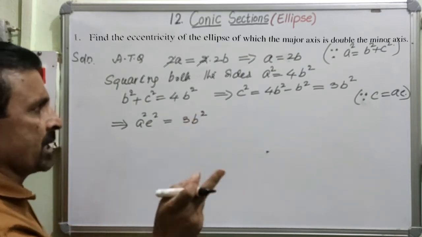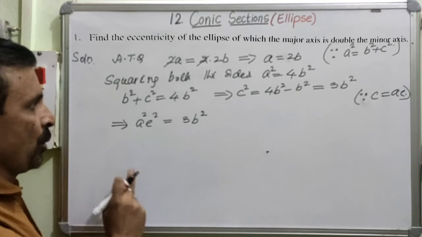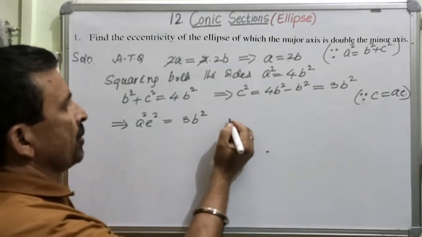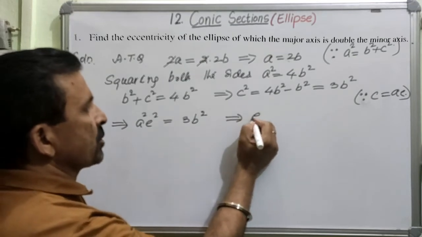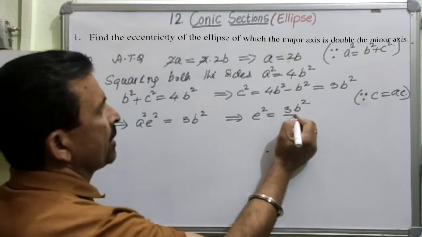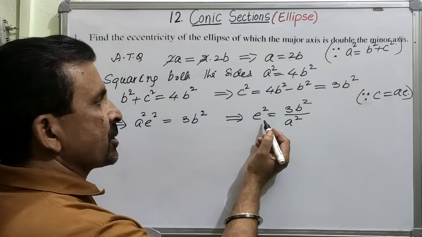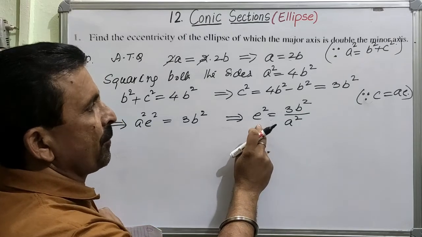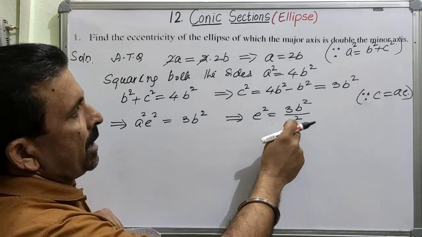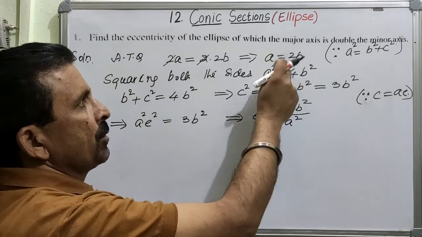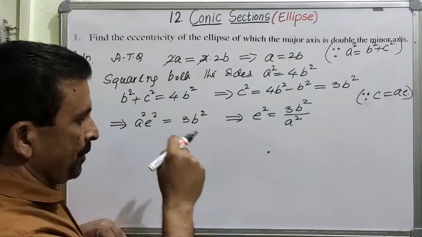Please be mindful, the question is to find the eccentricity. So now we are going to find the value of eccentricity, that is e square. Right? Now this implies our e square will become equal to 3b square over a square. To find the value of e square, we are going to replace a with 2b. We know that a is equal to 2b, right?